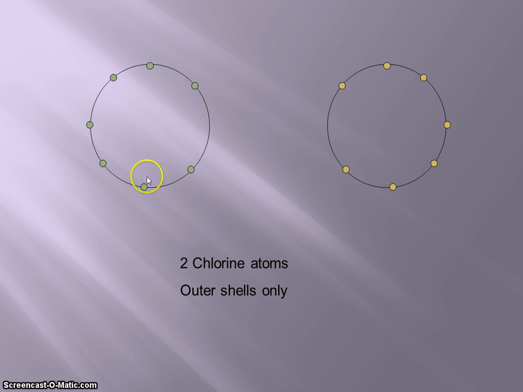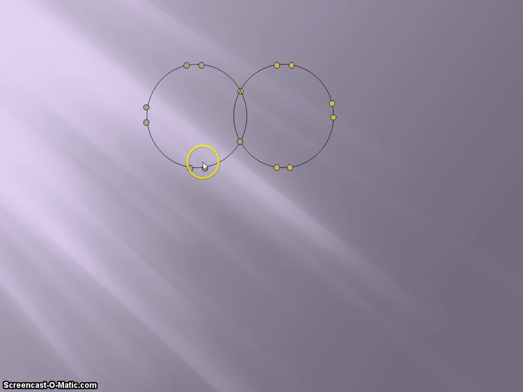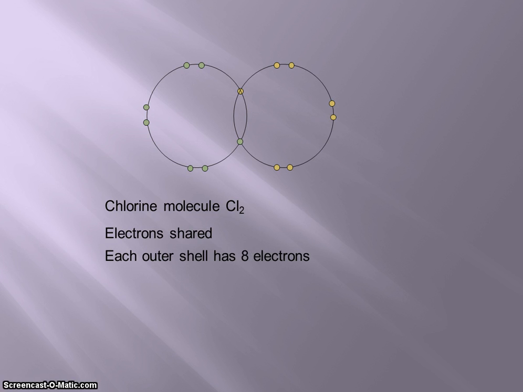So we got chlorine atoms, right? These are their outer shells, just the valence shells here. We're just showing the valence shells. And then they come together, and it appears as though they both have 8. They feel like they both have 8, even though they're sharing that 1 to make it feel like they have 8. It's a chlorine molecule, shared electrons. Each outer shell feels like it has 8 electrons.